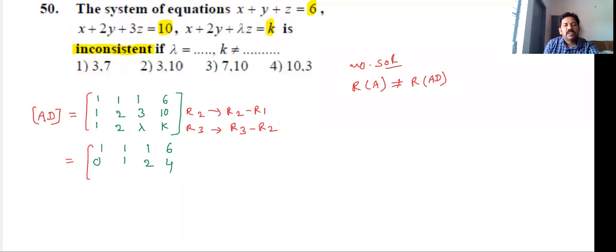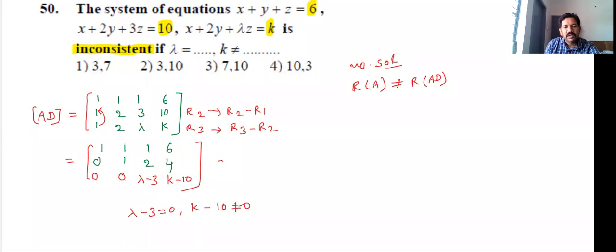Next, R3 minus R2. Operate these two rows, top to bottom like this. 1 minus 1, 0. 2 minus 2, 0. Here, lambda minus 3. Here, k minus 10. Students, observe that if lambda minus 3 is equal to 0, then k minus 10 is not equal to 0.